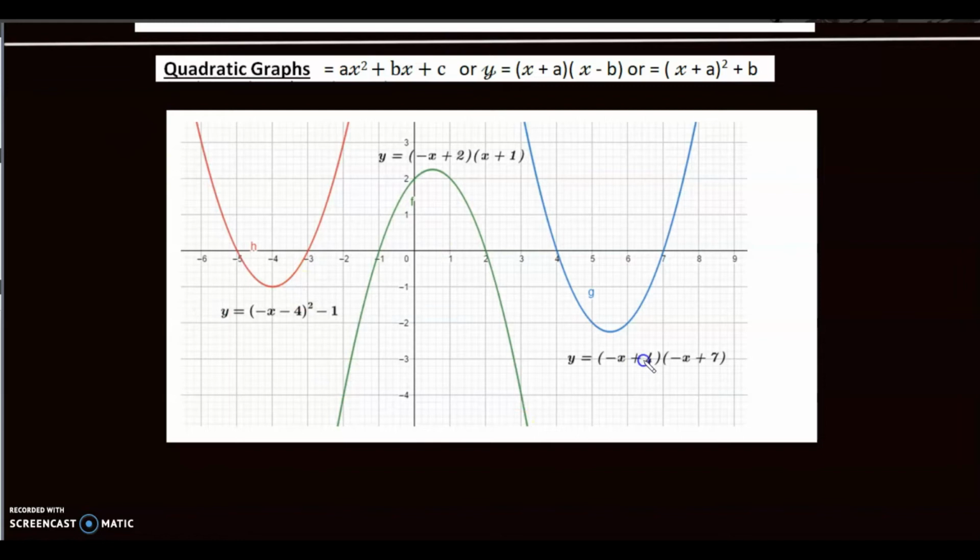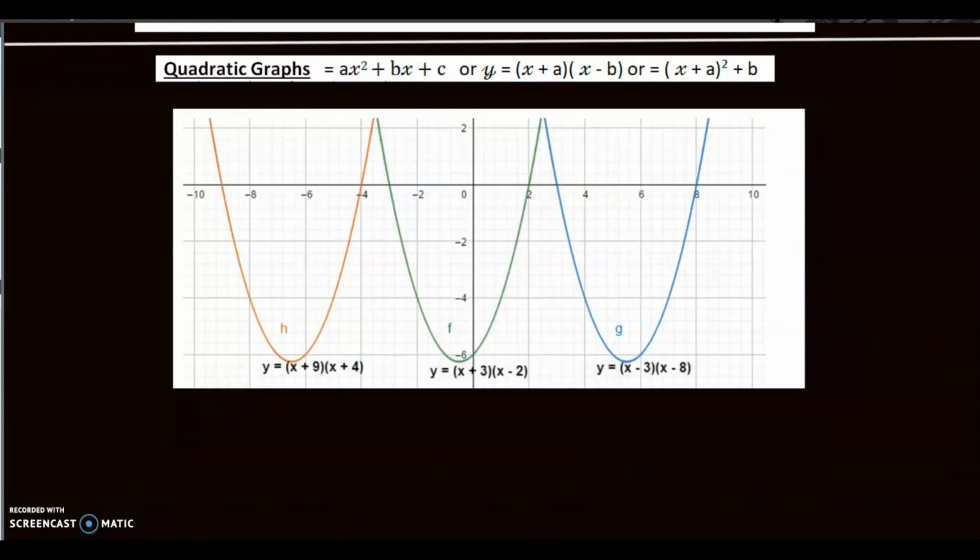Okay, the final equation is this. So similarly, first identify whether the coefficient is going to be x square or minus x square. When we expand this, we will get x square. That means it's a U-shaped graph. And then write down its x-intercepts. So these are 4 and 7. So it's going to be a U-shaped graph cutting at x equals 4 and x equals 7.